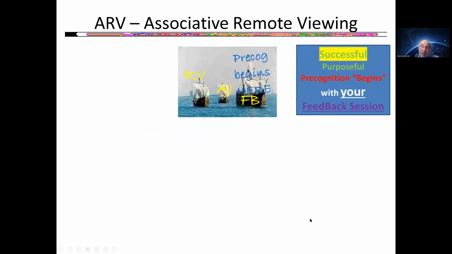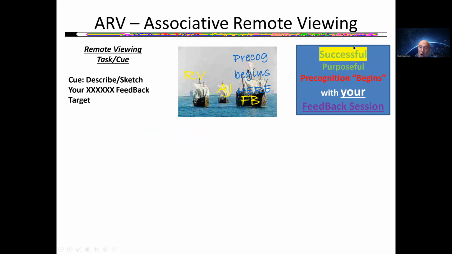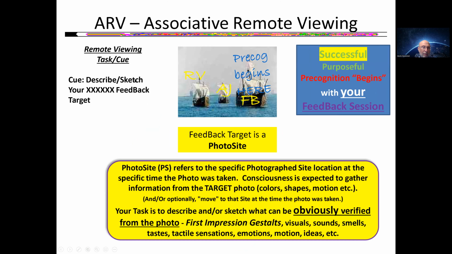Okay, so that is ARV. We're doing purposeful ARV. It starts with the feedback session. The tasking is pretty normal: describe and sketch your feedback target. Now, we use photo sites as targets, and they're photograph site locations at the specific time the photo is taken. So you want to gather information from the target photo.